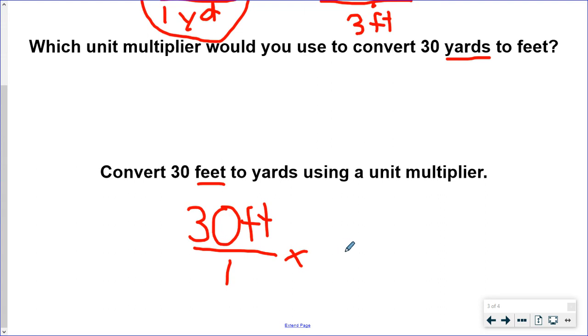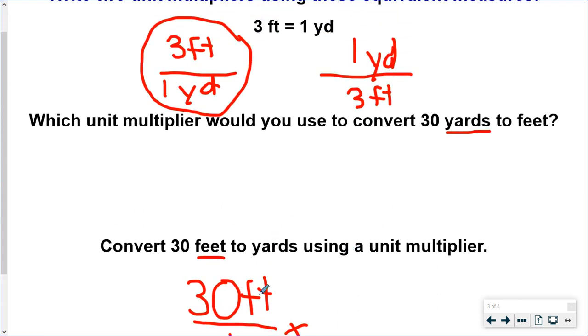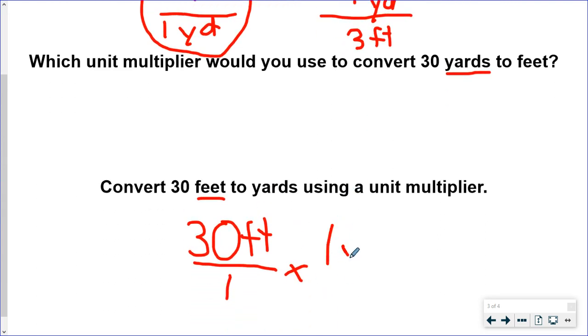It's probably not the last one I'm going to make this year either. But I'm going to use this one because I want to get rid of the feet. So I'm going to put 1 yard over 3 feet. And the reason why I'm doing that, again, just as a review, since the feet is on top, I want the feet to be on the bottom so that way those labels can cancel each other out.